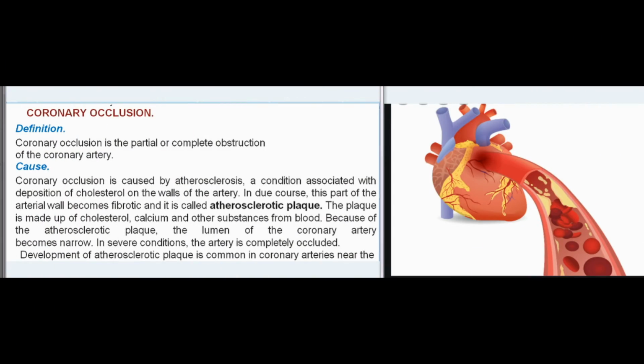Coronary occlusion. Definition. Coronary occlusion is the partial or complete obstruction of the coronary artery. Cause. Coronary occlusion is caused by atherosclerosis, a condition associated with deposition of cholesterol on the walls of the artery. In due course, this part of the arterial wall becomes fibrotic and it is called atherosclerotic plaque. The plaque is made up of cholesterol, calcium, and other substances from blood. Because of the atherosclerotic plaque, the lumen of the coronary artery becomes narrow. In severe conditions, the artery is completely occluded.